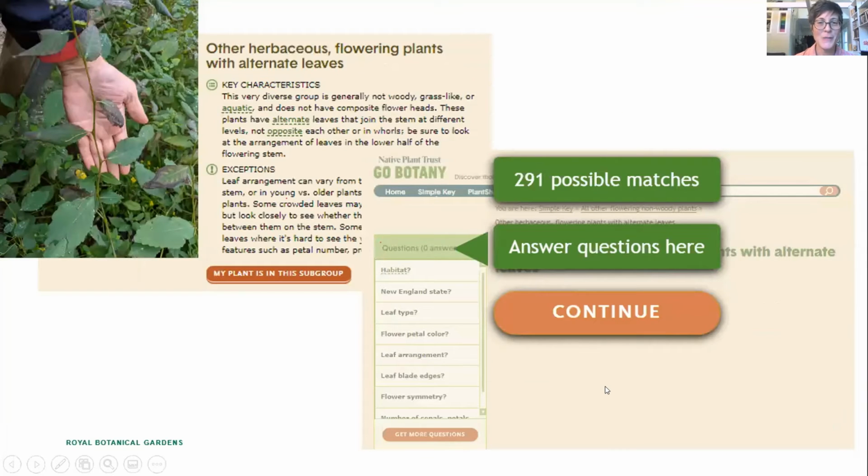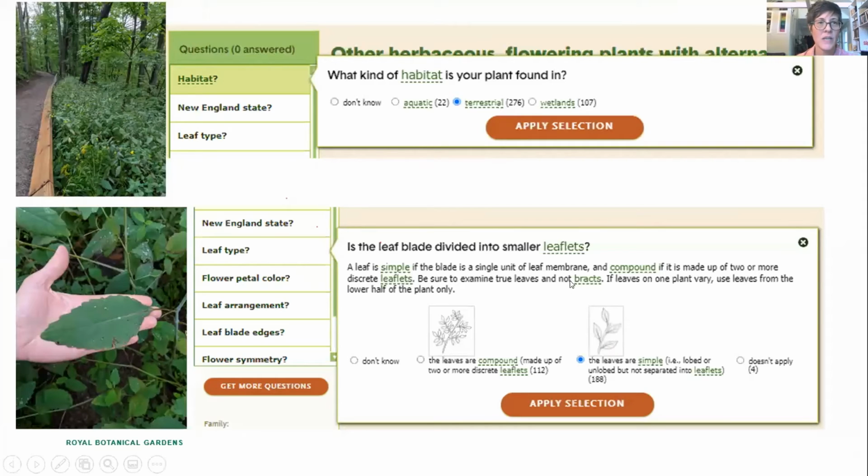And it takes you to, surprise, more questions. But at this point, it also tells you, well, you have 291 possible matches. So if you really want to scroll through that many pictures, I guess you can do it. But much better is to answer the questions that it provides here. To get to the questions, just hit continue, and it takes you here.